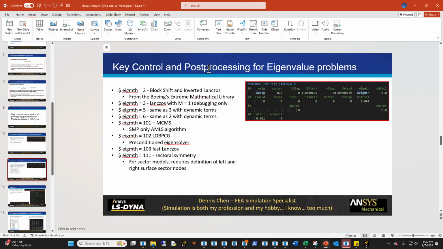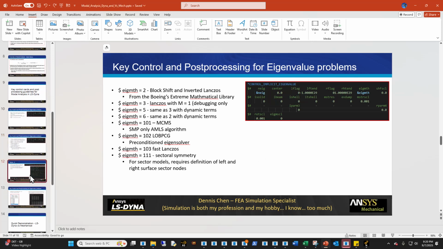There are several mode extraction methods inside Dyna. It's very similar to Mechanical. If you look at the documentation, they're so similar. You have your block Lanczos, your fast Lanczos, your preconditioned eigensolver, and then this AMSES algorithm that I'm not really familiar with. It's SMP only, so I'm probably not going to use that. And then you have the section model, with methods for section model extraction. These are very similar to what you would do inside Ansys Mechanical.